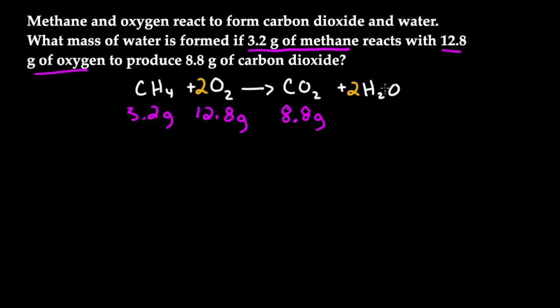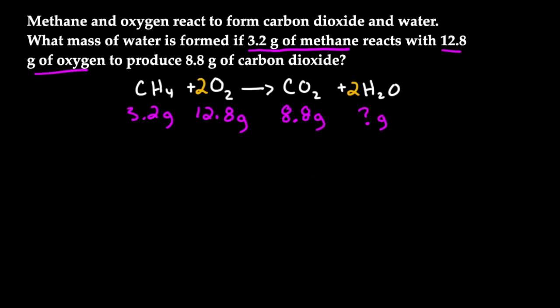And then what I want to figure out is how many grams of this H2O I'm going to have over here. What's going on in this reaction is that these two chemicals right here are being used up, and they're going to produce this over here. Now we already know how much of this is going to be produced, but we need to know how much of this will be produced.